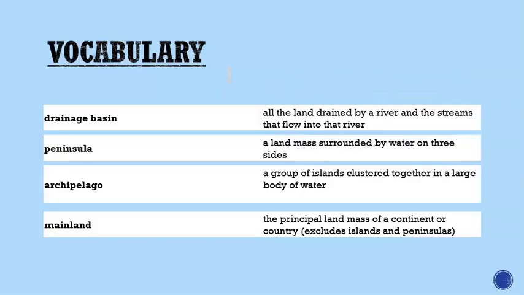There are 4 vocabulary words for this lesson, the first being drainage basin. A drainage basin is all the land drained by a river and the streams that flow into that river. A peninsula is a landmass surrounded by water on 3 sides. An archipelago is a group of islands clustered together in a large body of water. And then mainland is the principal landmass of a continent or country, and it excludes islands and peninsulas.